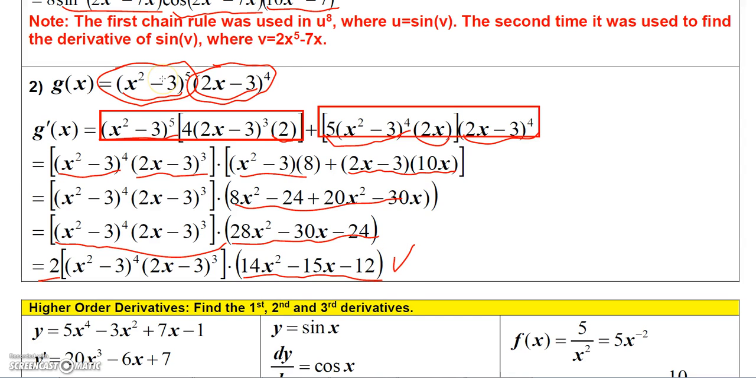And if I needed to set it equal to 0 to find the zeros, now I could. In the next video, I'm going to talk about higher order derivatives, like the second and third derivatives.